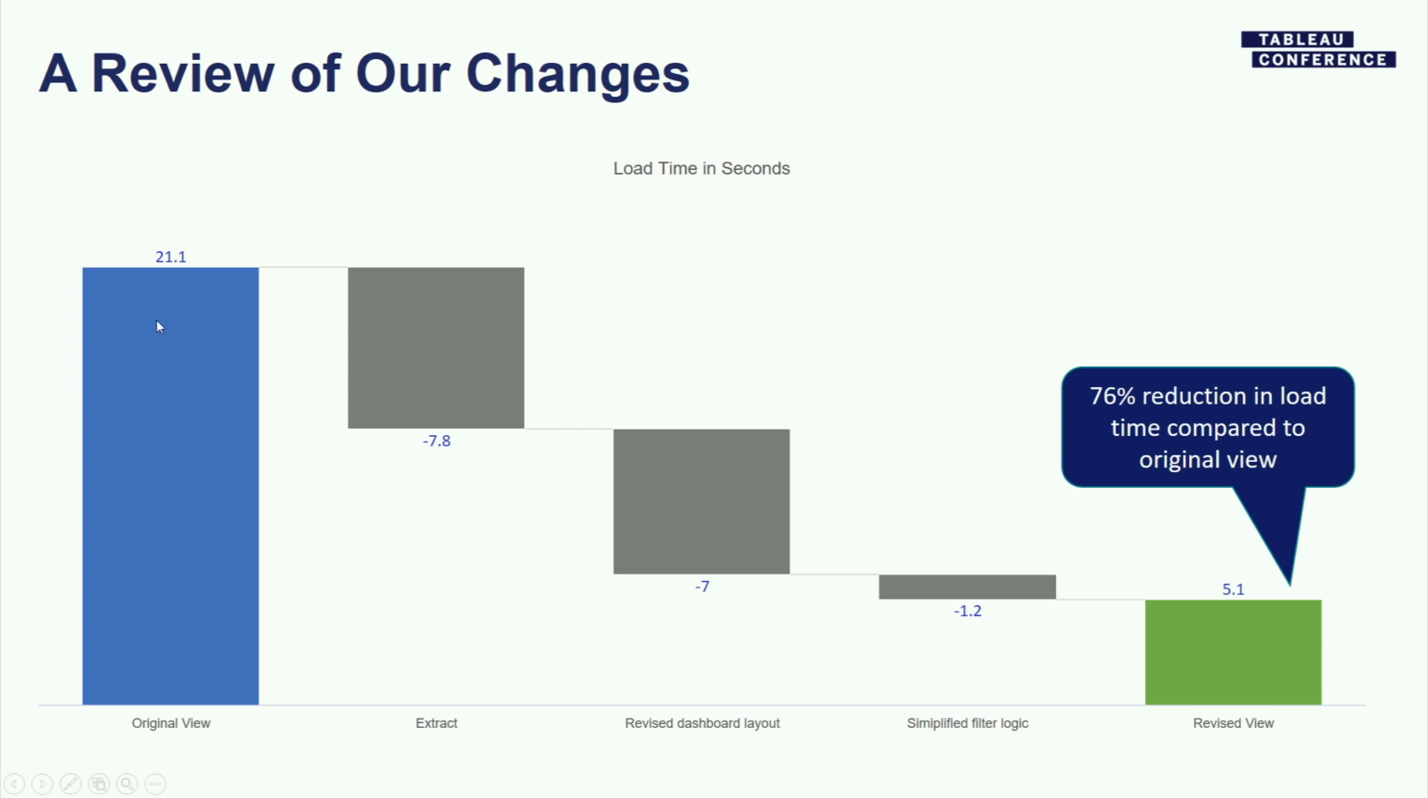So we took it from 21 seconds, shaving off about 8 by going to an extract, another 7 by doing a dashboard redesign, and another 1 by simplifying our filter logic to use our standard field rather than a calculated field. So that, again, results in about a 76% reduction in time. Those 3 examples will hopefully give you an idea of the process of how to go through there.